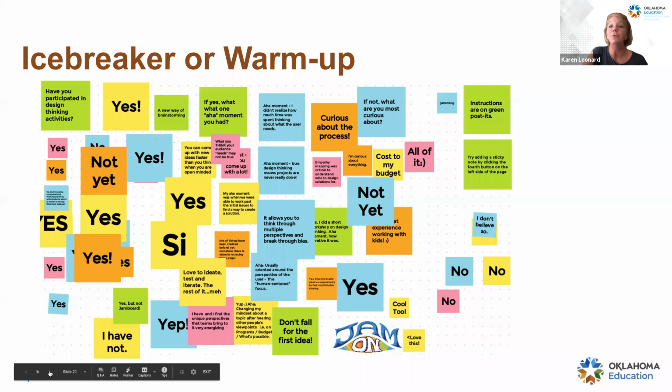Here is an example of a Jamboard being used as an icebreaker. Up in the top left-hand corner was the question that was posed. Have you participated in design thinking activities? And as you can see, the more stickies that are used, the more chaotic it is. But sometimes that's kind of the fun and the brainstorming.